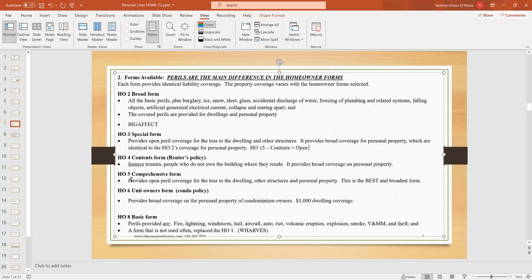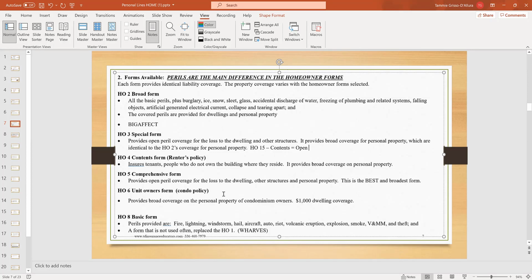Now, your comprehensive form is basically your HO3 with your HO15. You think, well, why don't we just write an HO5? Well, some companies are filed with an HO3 plus an HO15, which basically is an HO5 comprehensive form. So this provides open perils for the dwelling, other structures, and personal property. It is the best and broadest form. So now when that deer runs through the house, and if it tears up your flooring and your walls and your personal property, it is covered because it covers everything that's not excluded. It is an open peril coverage policy.